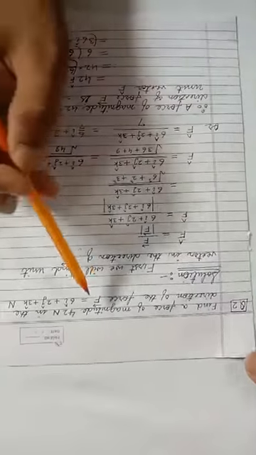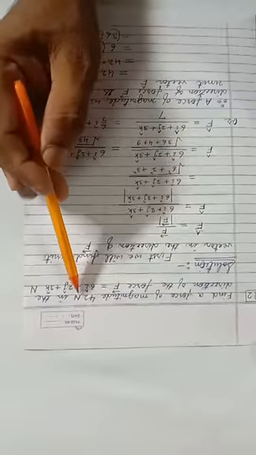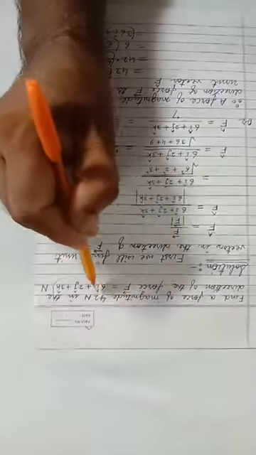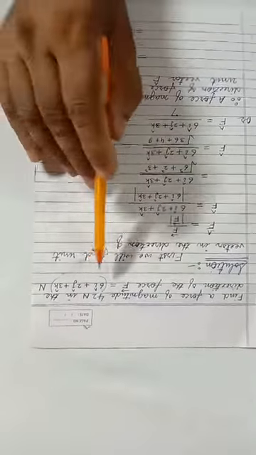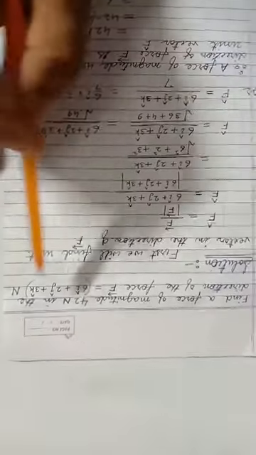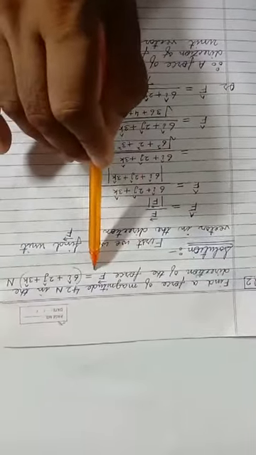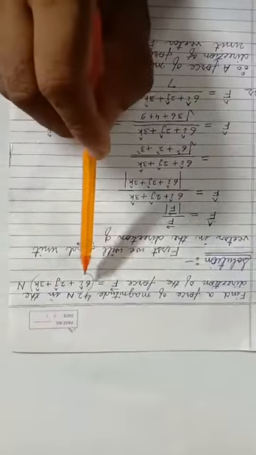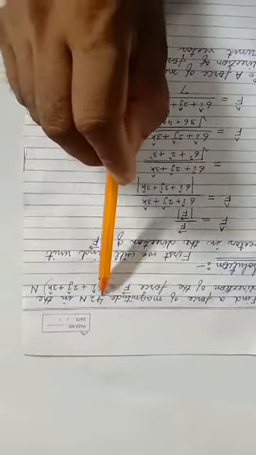Now next question. Find a force of magnitude 42 Newton in the direction of a force F equal to 6i cap plus 2j cap plus 3k cap Newton. This is the force given. So you are given a vector and you are asked to find another force in the direction of this force. इस फोर्स की डायरेक्शन में आपको एक दूसरा फोर्स पता करना है जिसका मैग्नीट्यूड 42 न्यूटन है.